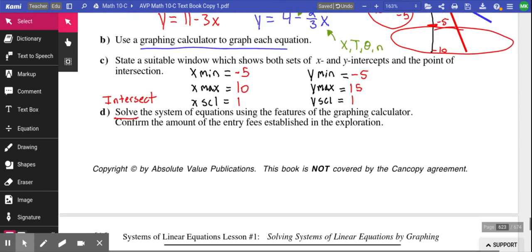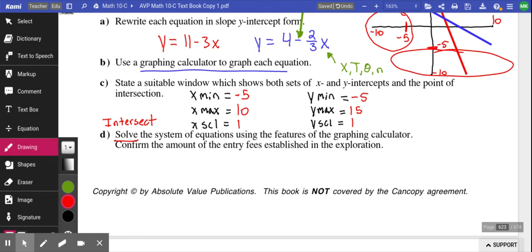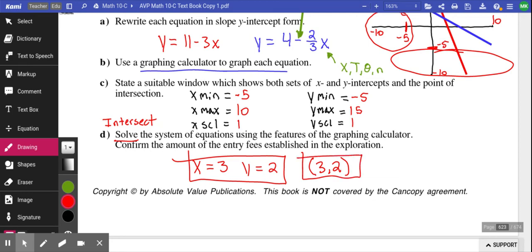You're down here, you're on your graph, you're going to go graph, second, trace, intersect is the 5th option. You're going to hit enter 3 times. And on the bottom of your calculator, it's going to say intersection x equals 3, y equals 2. That means your answer is 3, 2. You could write it like that, or you could write it as an ordered pair. Those both mean the same thing.